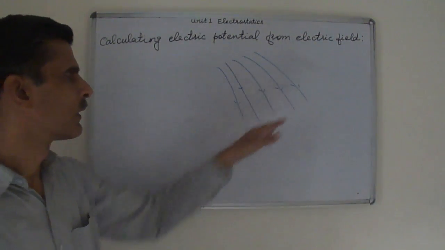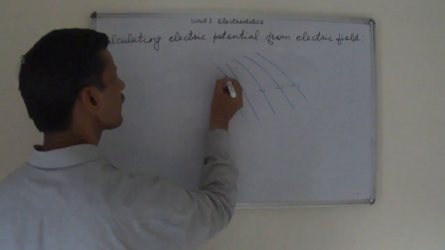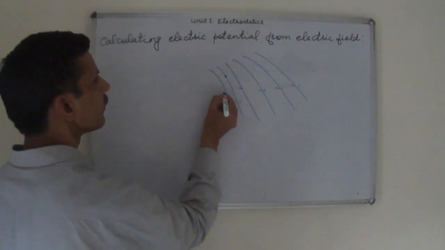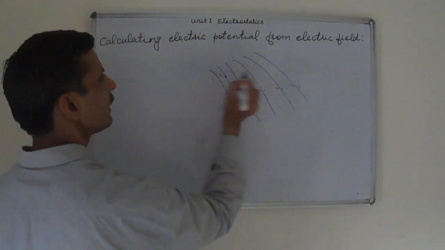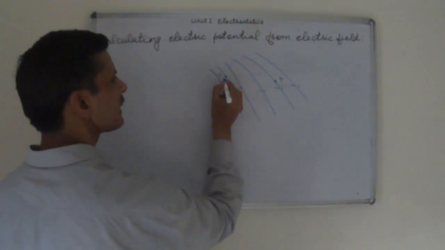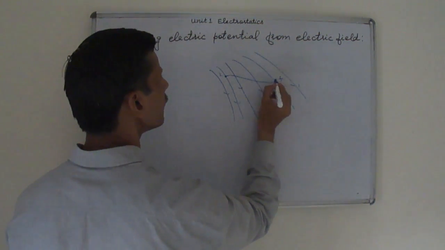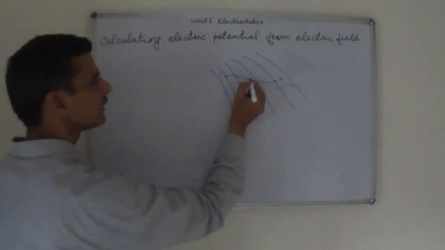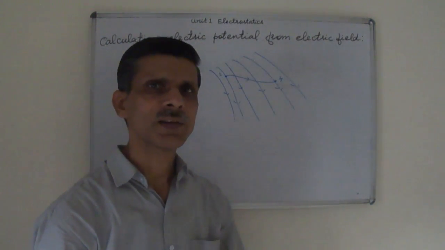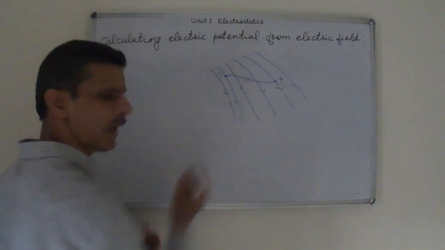Field lines are shown, and if we take 2 points, point I and say point F, and consider any arbitrary path connecting the 2 points, this path, and let us take a positive test charge Q0 from this point I to point F.